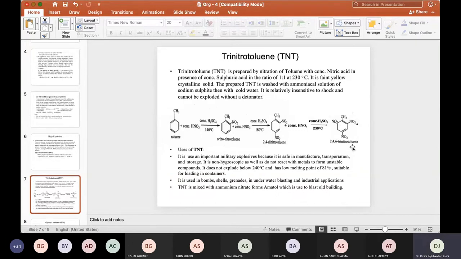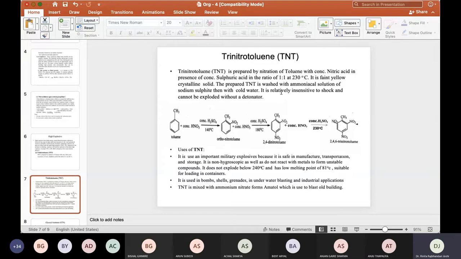So this toluene, when it is treated with conc. nitric acid in presence of conc. sulfuric acid at 140 degrees Celsius, first forms ortho-nitrotoluene, and on further heating to 180 degrees Celsius, you get 2,4-dinitrotoluene, and on further heating to 230 degrees Celsius, 2,4,6-trinitrotoluene is given. You have to remember the temperatures. It is prepared by heating in ratio 1:1 at 230 degrees Celsius. It is a faint yellow crystalline solid.